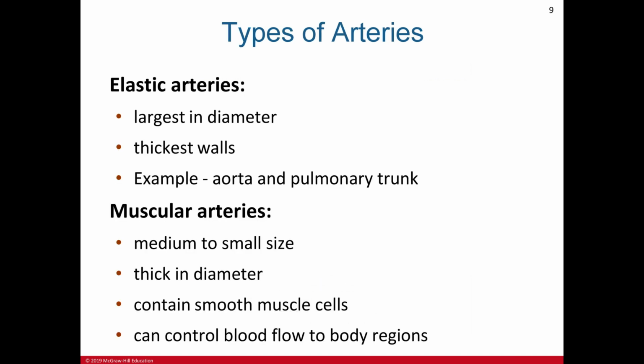There are three types of arteries. We have the elastic arteries, the muscular arteries, and the arterioles. The elastic arteries are largest in diameter. They have the thickest wall, and some examples are the aorta and the pulmonary trunk. The tunica media is mostly elastic connective tissue, and elastic arteries recoil when stretched, which prevents blood pressure from falling rapidly. It has a very thick tunica media, which is composed of elastic tissue commonly and some smooth muscle.